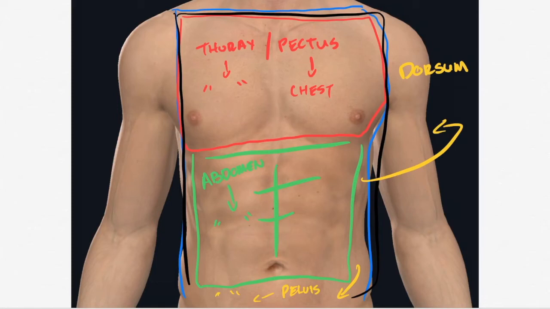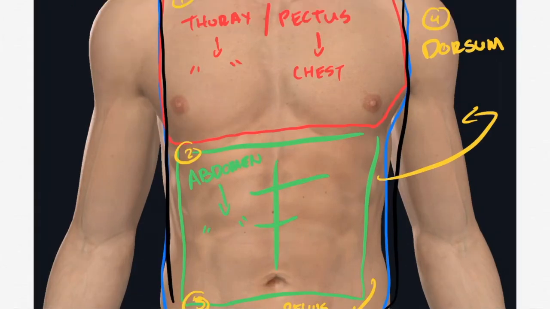And those are all of the subregions found in the trunk, which is really easy. Remember, we have the thorax or pectus, we have abdomen, we have pelvis, and lastly, we have dorsum. Those are the four subregions of the trunk. Oh, and I almost forgot. Trunk in Latin is truncus. Super easy to remember. Truncus. All right, we can go ahead and move on to the next major region.